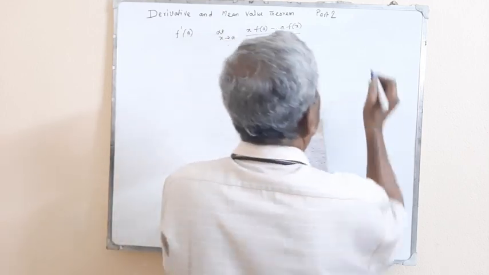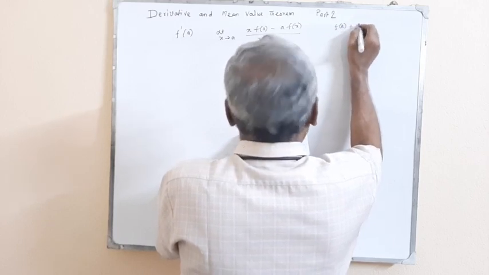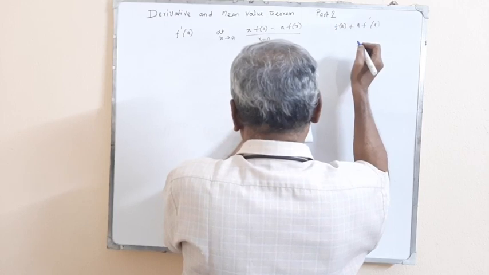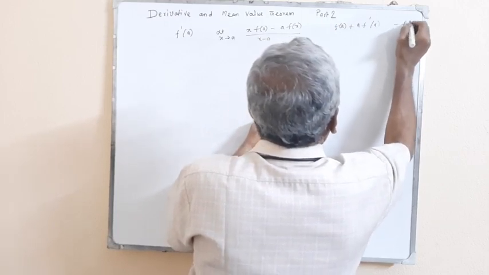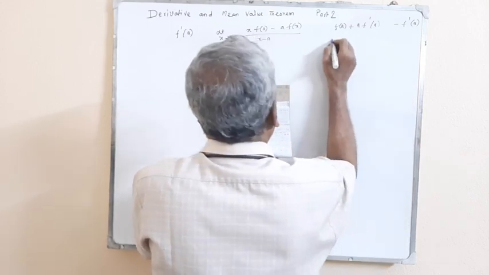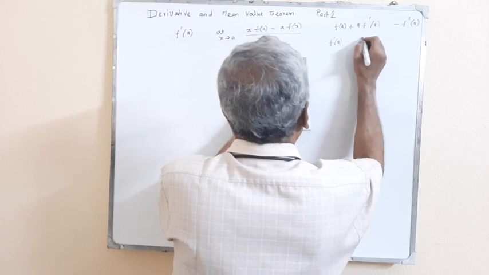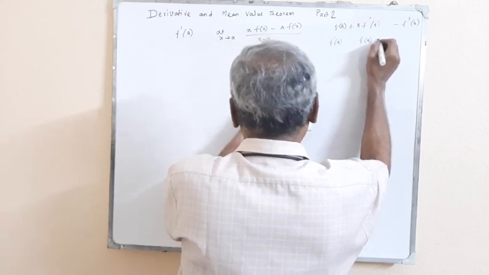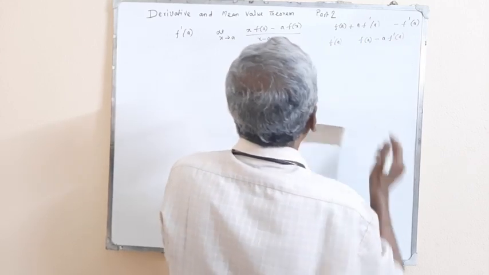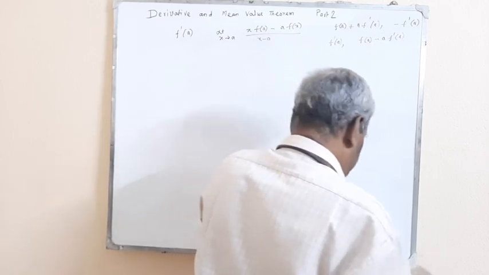Options: first, f(a) plus a f dash a. Second option, minus f dash a. Third option, f dash a. Fourth option, f(a) minus a f dash a. Number 1, number 2, number 3, number 4.